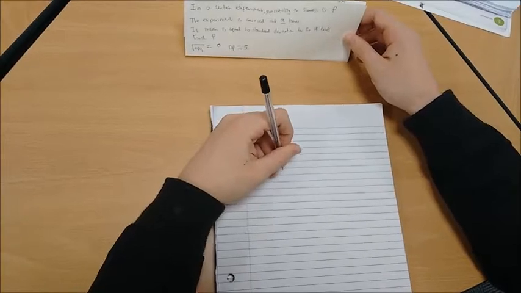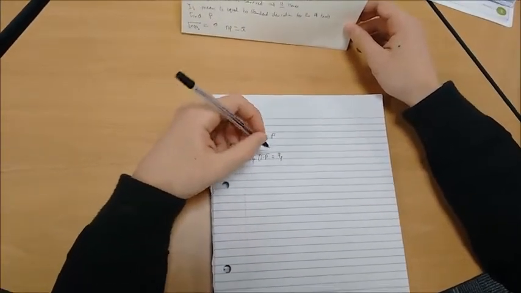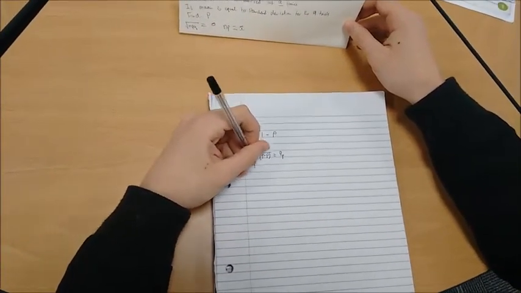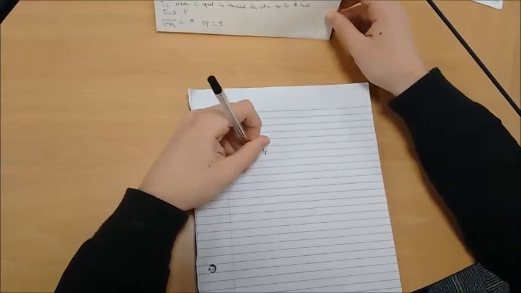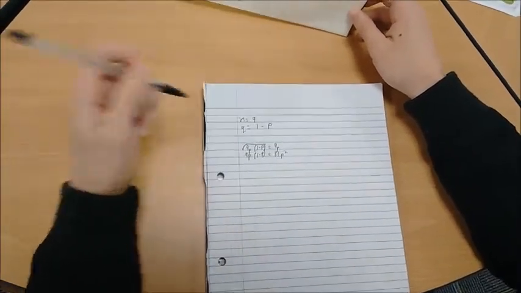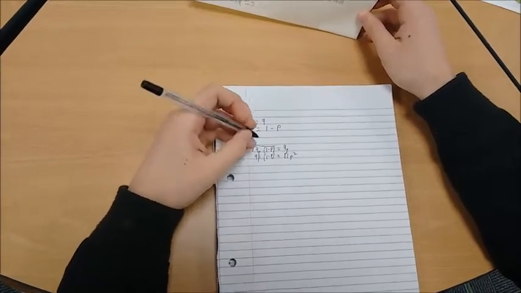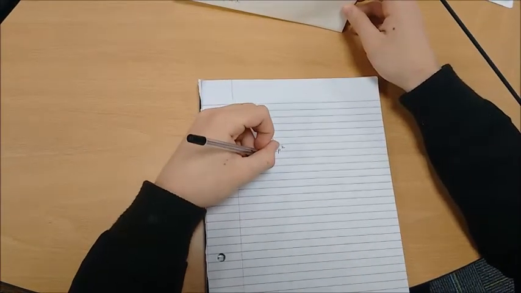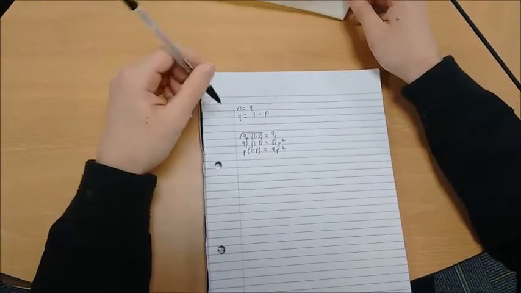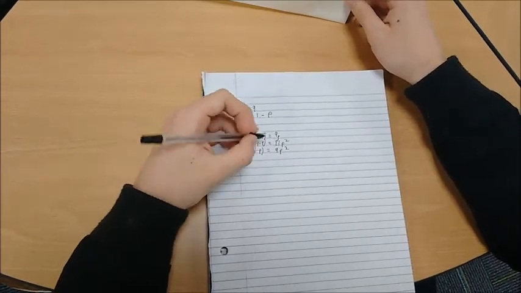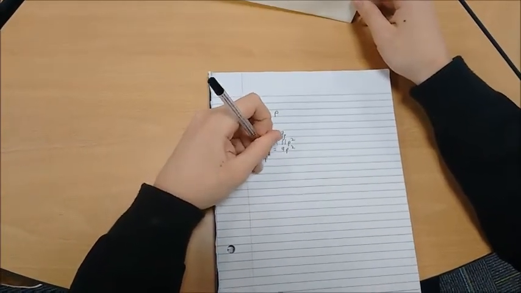equals 9p. So the first thing you want to do is square both sides. So you do 9p(1 minus p) equals 81p squared. So now you can see that both of them go into 9, so you can divide both sides by 9. So you can do p(1 minus p) equals 9p squared. So now you can expand the brackets, so you do p minus p squared equals 9p squared.